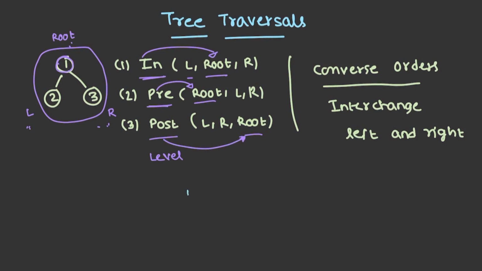So, if you have a pre-order traversal of 1, 2, 3, as it starts with root, 1 is the root of this entire tree. If you have the post-order traversal of 3, 1, 2, as it ends with the root, 2 is the root of this entire tree.